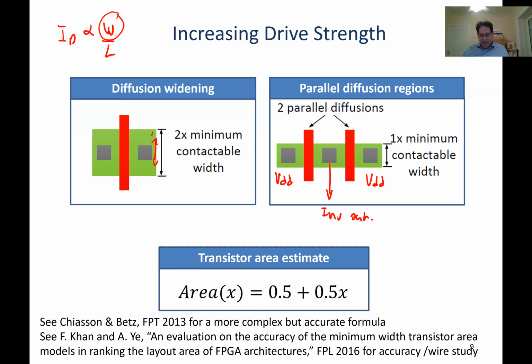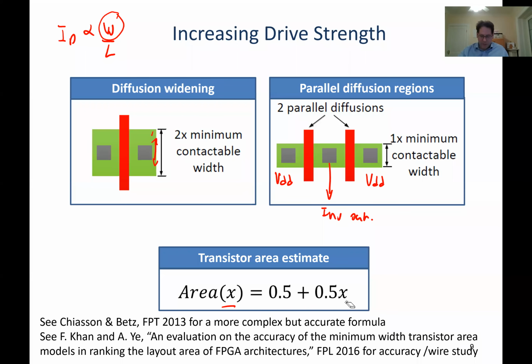A very simple estimate of the area would be you take the transistor drive strength and you call that X. So it's 1 if you're okay with the smallest drive strength that you could get. It's 2 if you need double that and so on. And your area in this minimum size transistor unit is 0.5 plus 0.5x. So it's simple and it actually works reasonably well. If you want the smallest drive strength, you get an area of 1. If you want a drive strength that is twice as big, you get an area of 1.5. If you need a drive strength that's 4 times as big, you get an area of 2.5, and so on.